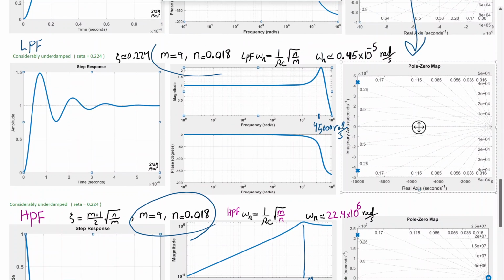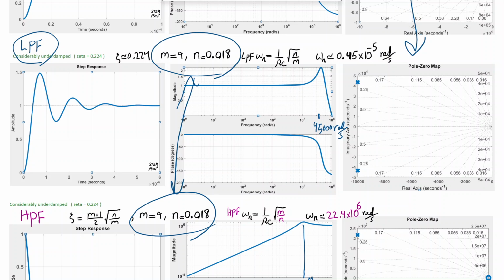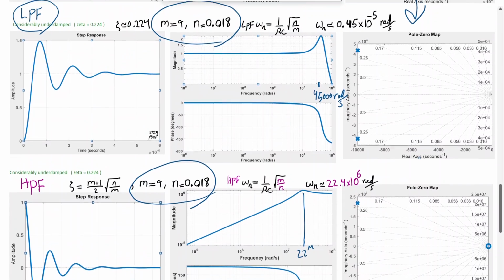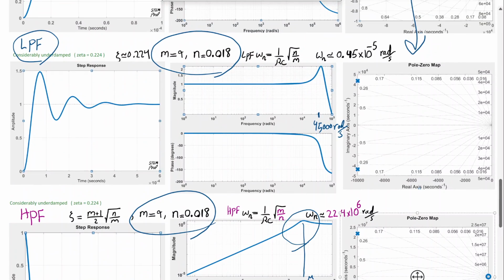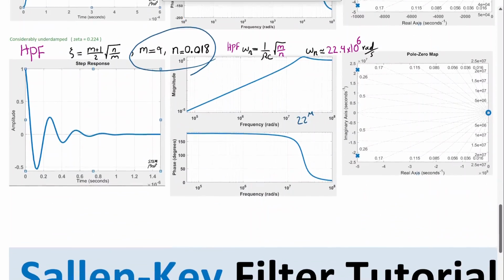All I'm saying is, in the last example, when I have a considerably underdamped scenario for the low pass filter and high pass filter with the same value of components selected, the realizations represent the same type of frequency domain overshoot, but the frequency at the overshoot point is completely different for low pass versus high pass. So we need to be careful what version we are implementing.